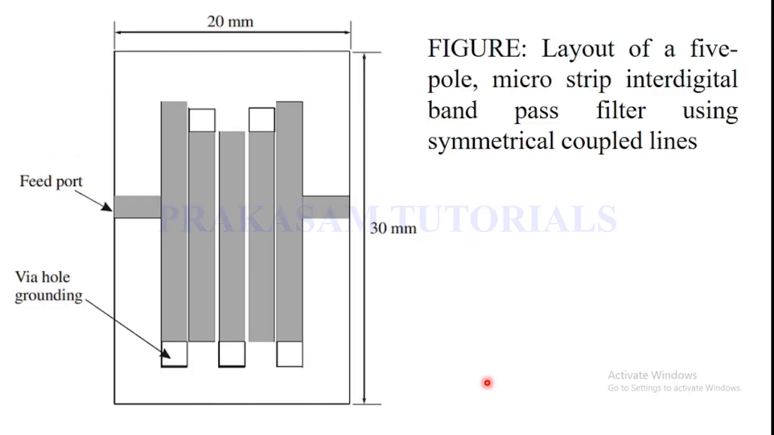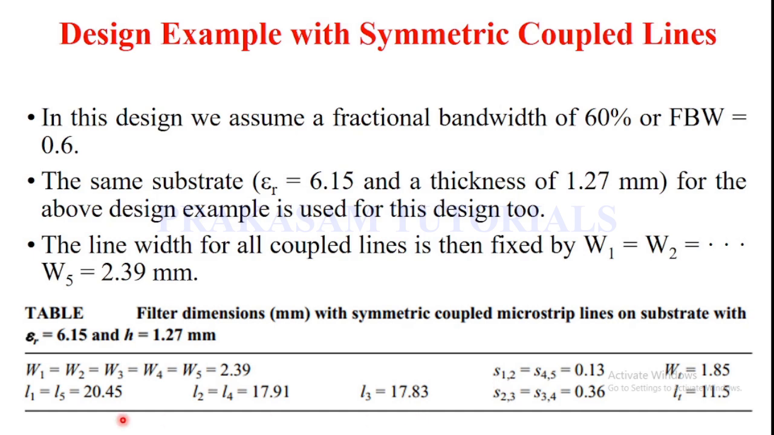This is the structure of the interdigital layout of a 5-pole microstrip interdigital band pass filter with symmetrical coupled lines. It may also be described as designing an interdigital band pass filter with symmetrical coupled lines. This means that all the resonators of the interdigital filter will have the same line width. In the previous design, the widths were different. Now we have symmetric coupled lines, so the widths are the same. W1, W2, W3, W4, and W5 are all equal to 2.39.